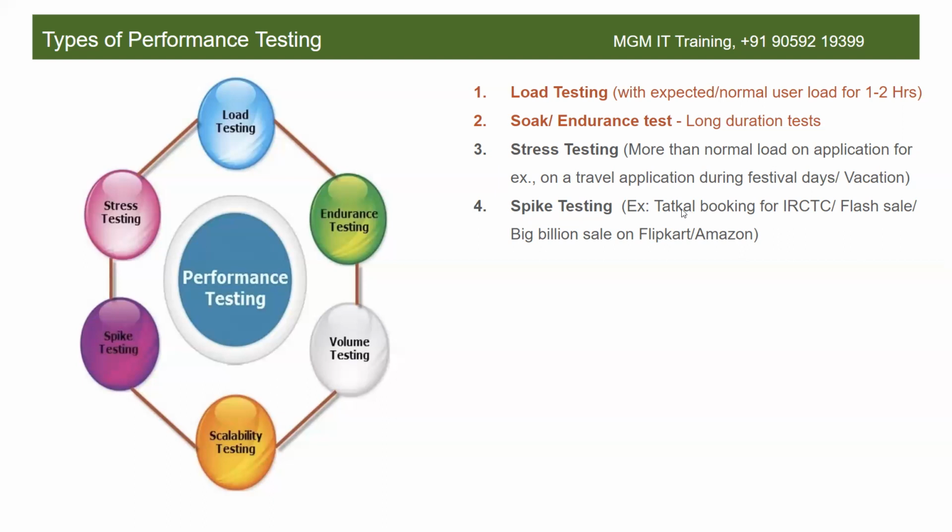For Tatkal booking, right? At that time, there will be a sudden surge in the user load, with more users trying to access the application to book a ticket, isn't it? Or whenever there is a flash sale or Big Billion sale, at that time also there will be a sudden surge in the user load, right? So these kinds of applications require spike testing. Not all applications require spike testing.